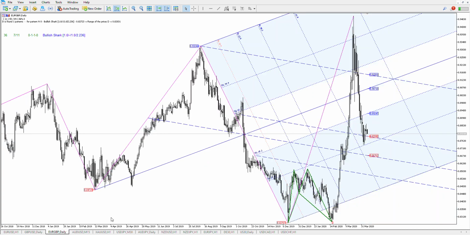Euro pound. 61.8 to 87.89, so potentially bounce there. 86.76 and 89.24 resistance, so potential bounce there, and then we'll see. But we're below the median line, so below that's bearish.